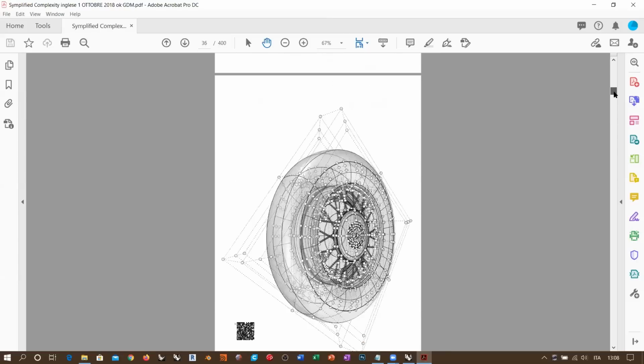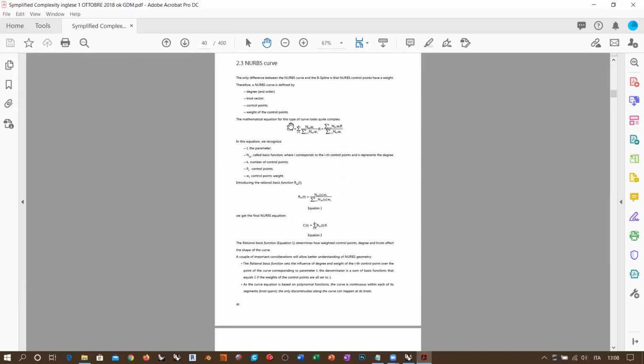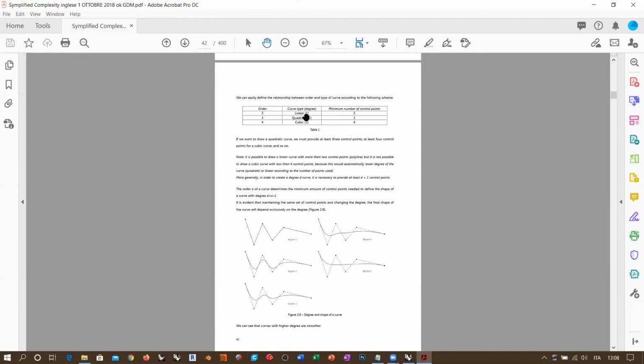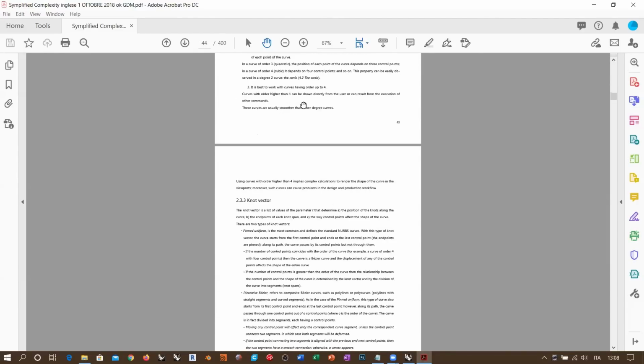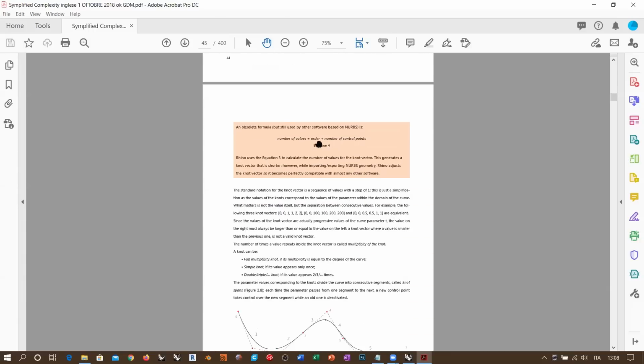Yeah, it's NURBS geometry. So this is it. This is the equation, and this is the order explanation. This is curvature, change in degree, knot vector. Yeah, it's this.